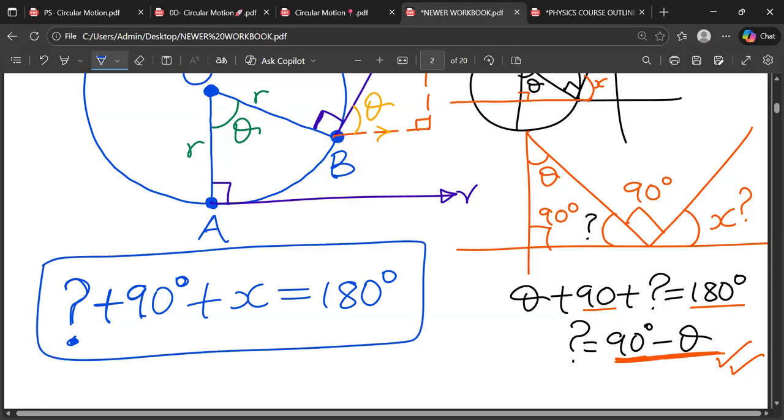The first one was angles in a triangle. Then the next thing is now angles on a straight line. Question mark plus 90 plus x equals 180. The other one was angles in a triangle. Are we at the same page? True. Now let me substitute.